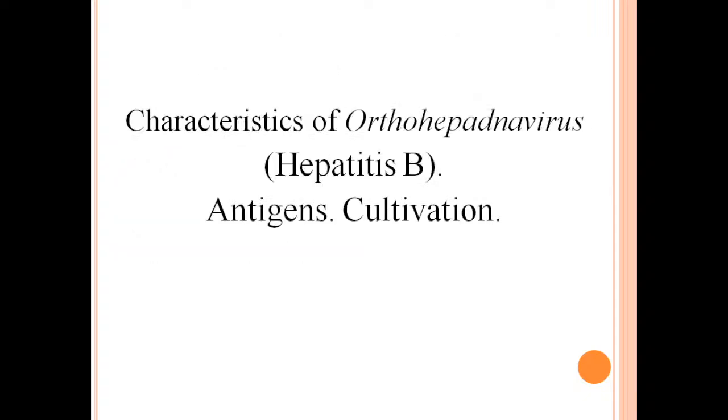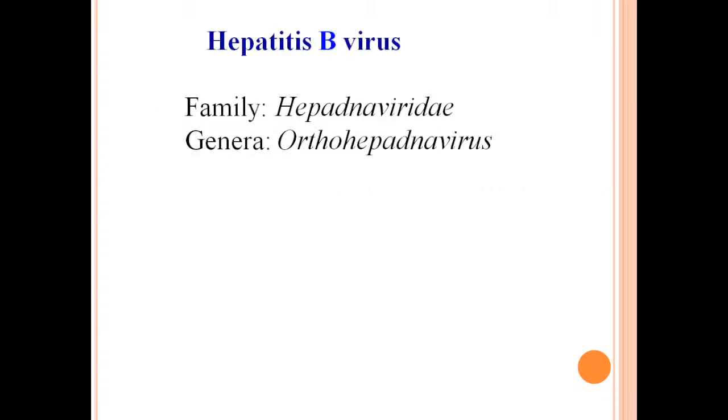Another one is hepatitis B. Hepatitis B virus belongs to the family Hepadnaviridae. Hepa means target cells for this virus. DNA is hidden here in the name of the family. It means that this is a DNA containing virus, and it belongs to the genus Orthohepadnavirus.